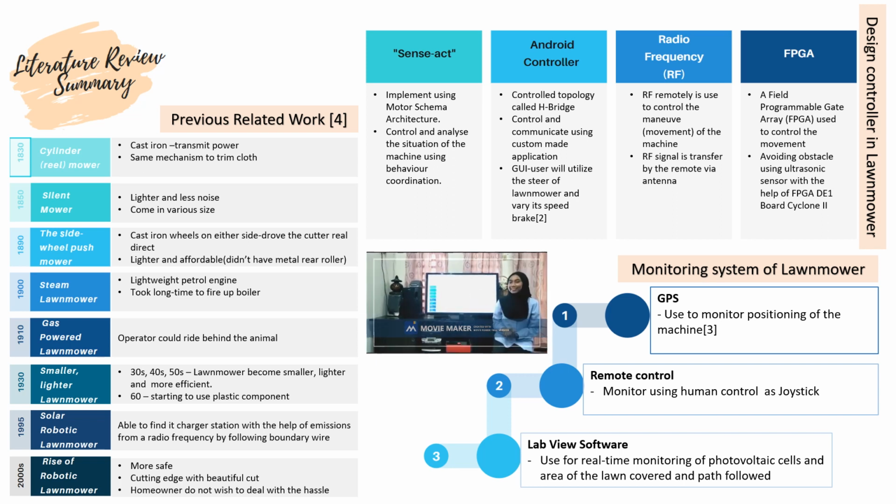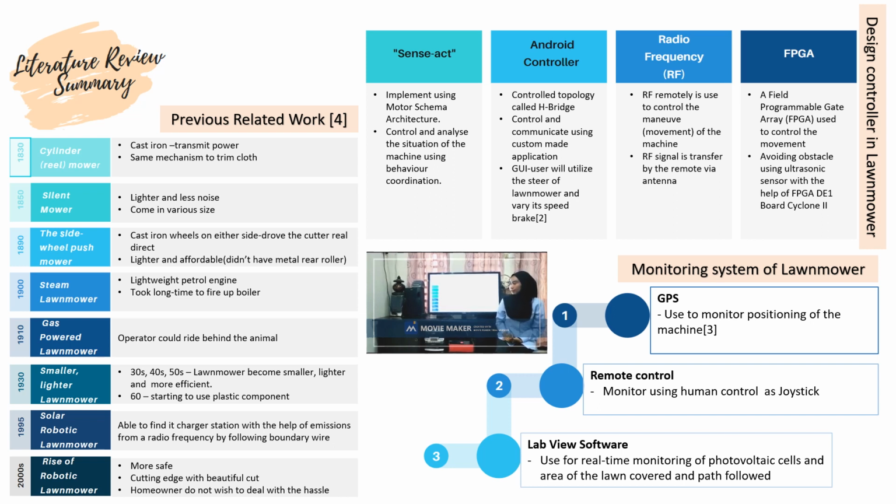So yeah, in 1910, a gas-powered lawnmower was created, which the operator could ride behind the animal. However, this type of lawnmower was not effective for long-term use. This is because there were complaints from people that the animal was eating their flowers.